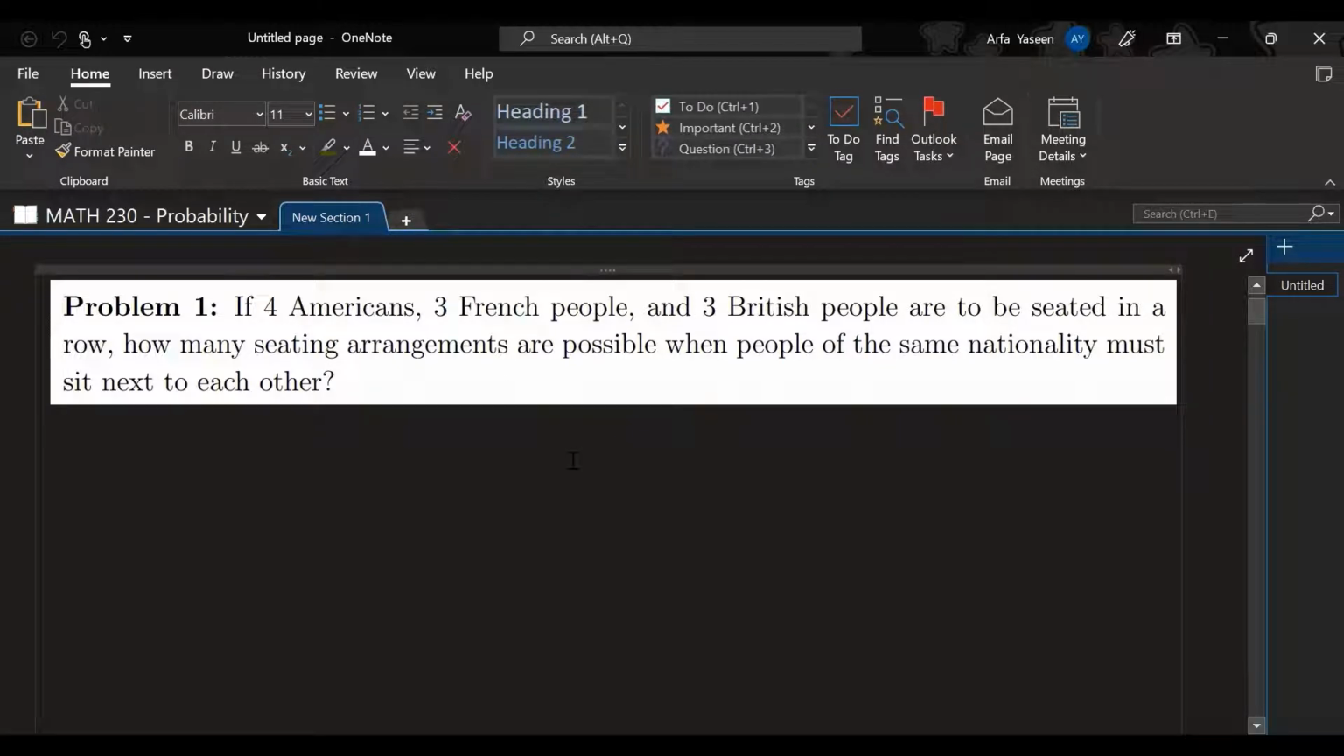Okay, so this is the first problem, and probably all of you have seen it before and seen the questions before. So just take your time, look at the question, and then I'll begin.